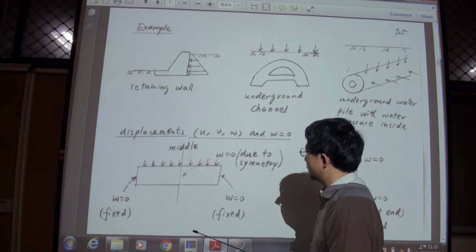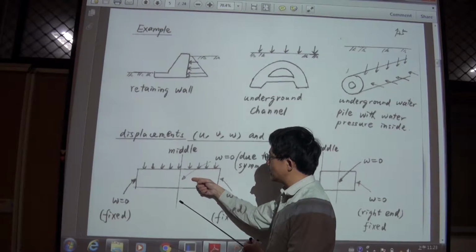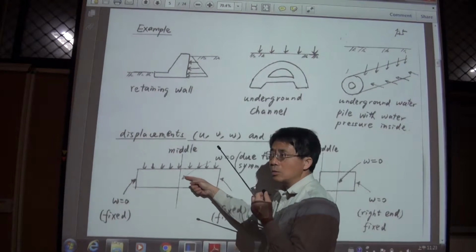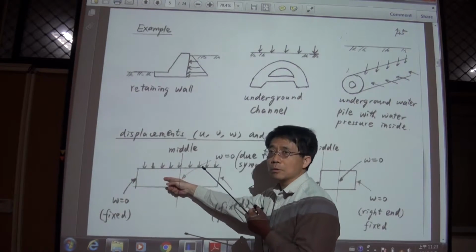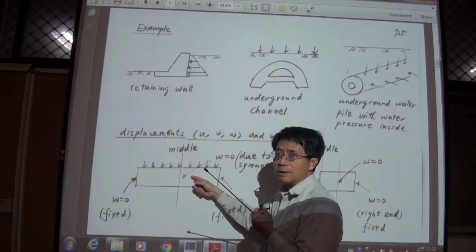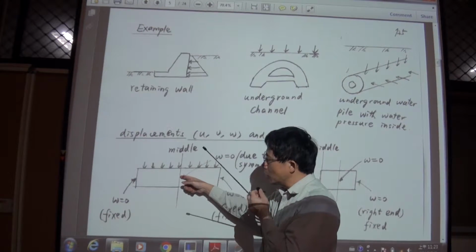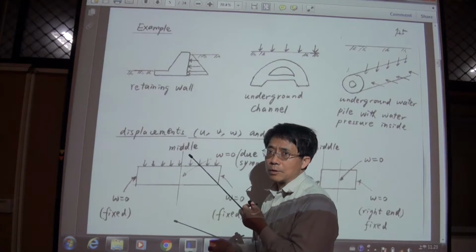So the displacement in the z direction cannot go to the right, and it cannot go to the left too, because if you go to the right, then the symmetry will be broken. If you go to the left, then the symmetry will be broken. Okay, no symmetry at all.